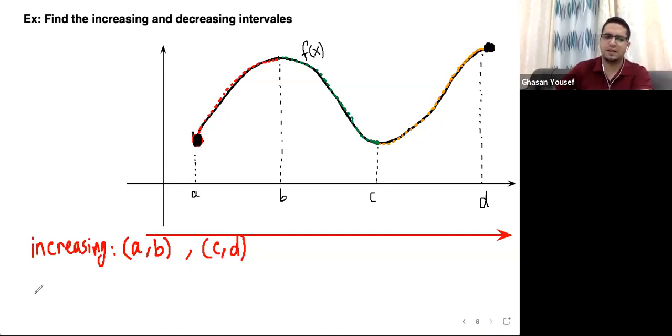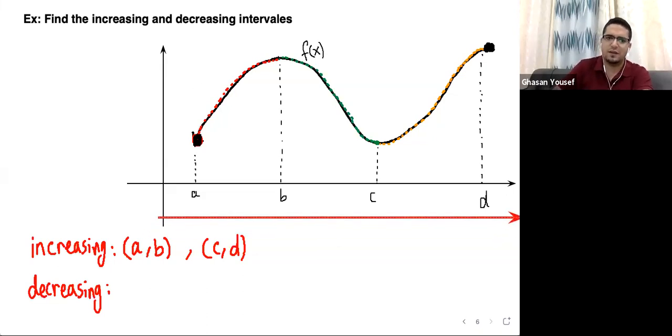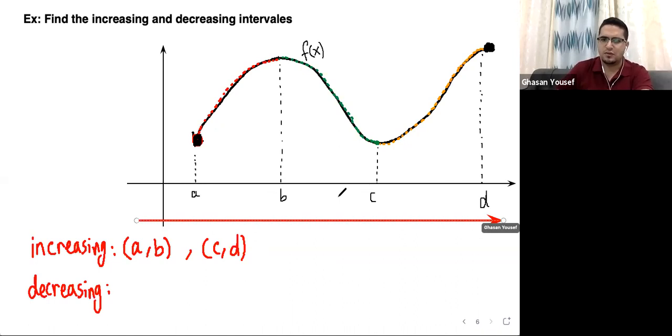Now, what's the decreasing interval? Where is the decreasing interval? B to C. B to C. This is correct. You'll get from B to C, but open parentheses, always open parentheses. B comma C. We have only one interval for decreasing.